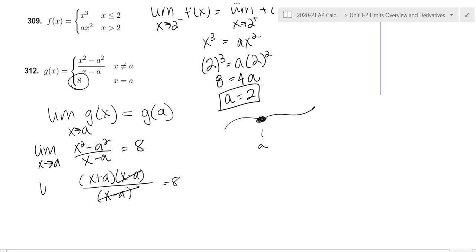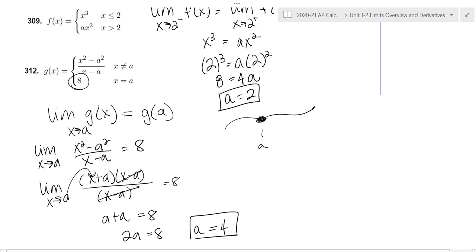Let's get this taken care of here. And remember, we're finding the limit as x approaches a. So after I get this simplified, I'm going to substitute in, and I'm going to say a plus a needs to equal 8, or 2a needs to equal 8. At this point, I can solve, and I say, all right, a is going to equal 4. And you are good to go here. 4 is the value that makes that function continuous. Because if I have x squared minus 4 squared over x minus 4, at that value, it should be equivalent to 8. So we are good to go.